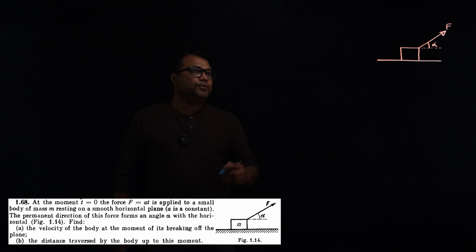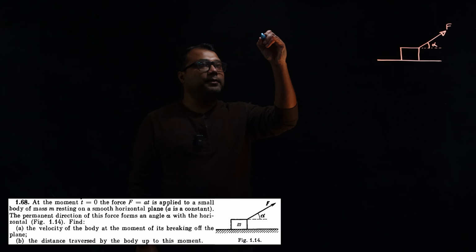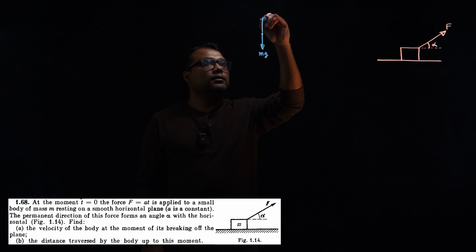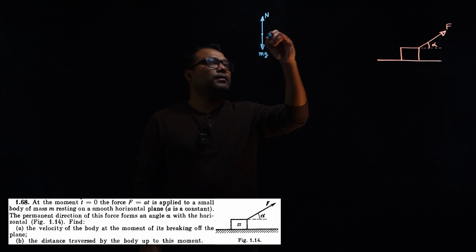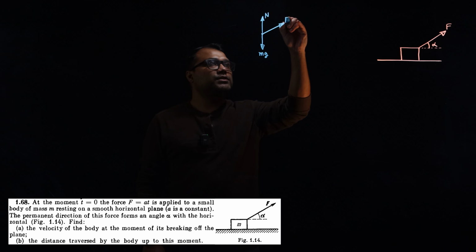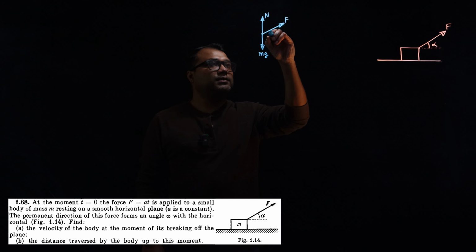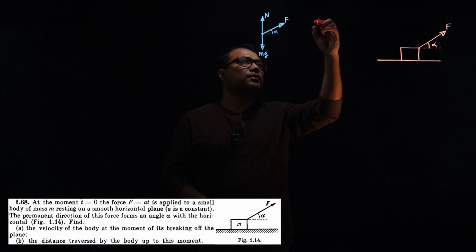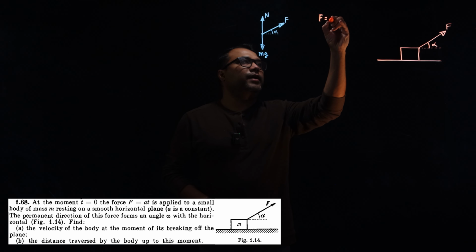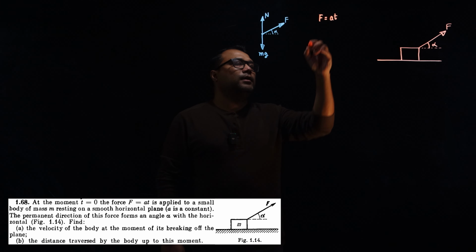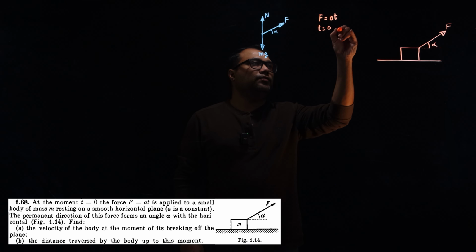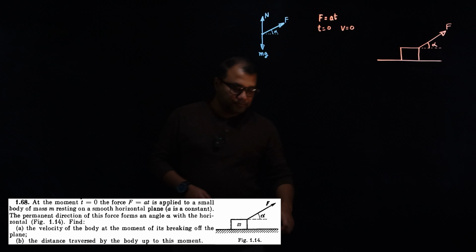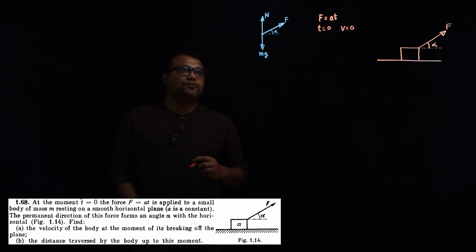Okay, so we'll do a free body diagram of the mass m. So mg, there is normal reaction, and then there is this variable force F, which always makes an angle alpha with the horizontal. This force F is varying as At. Also given, at t equals 0, velocity was 0.